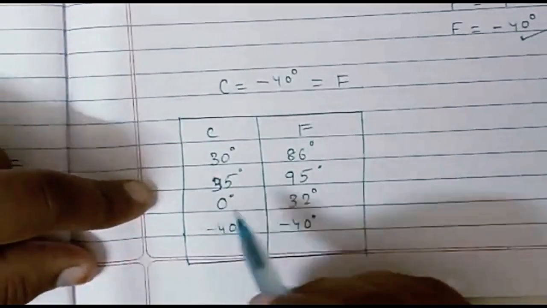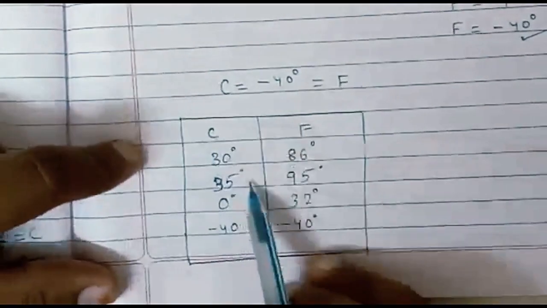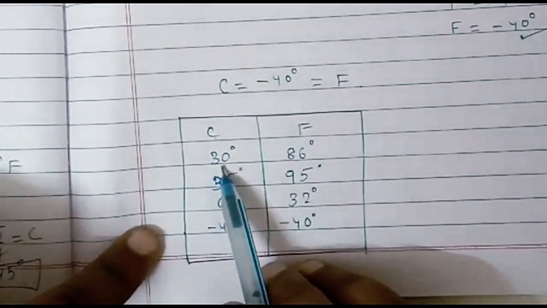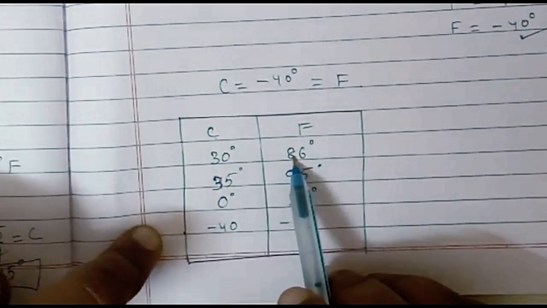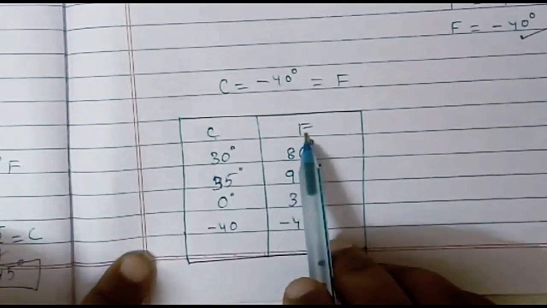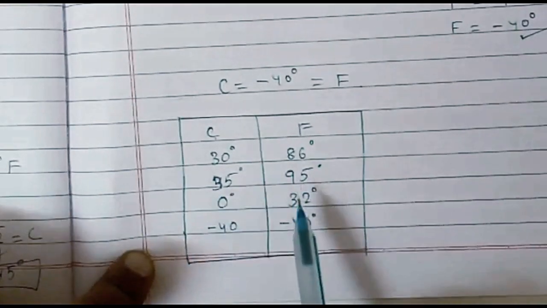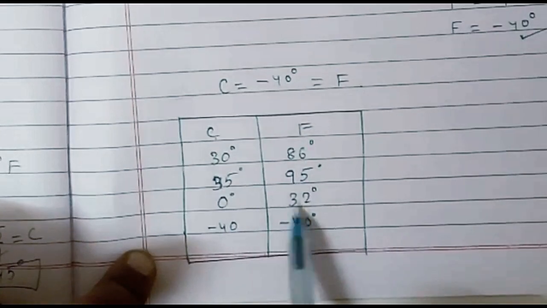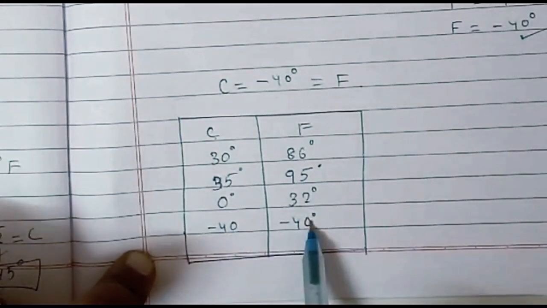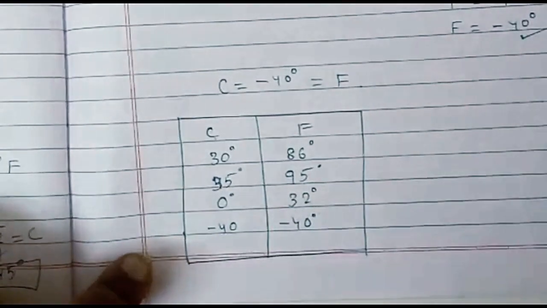So I have drawn a table of C and F. C is taken to be the x-axis. You may remember the first case was when C is 30 degree, we had got the answer of F as 86 degree. The second case was if F is 95, what will be C? We had got it to be 35. The third case was when C is 0, F will be 32. And the last question was when both will be the same, so those are minus 40. So putting this to scale, you can draw a graph.